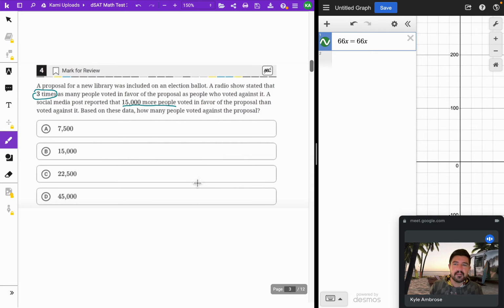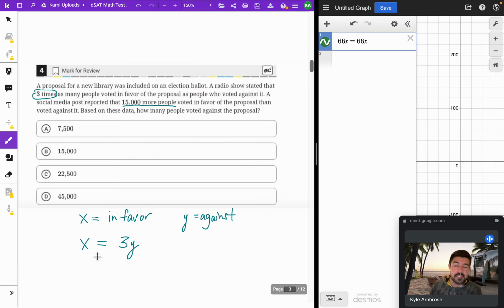Okay. 3 times as many people voted in favor of it, and that was 15,000 more people. So maybe we could think of it like this. We can say x is maybe the number of people in favor, and they say that 3 times as many people voted in favor of it as the people who voted against it. And so x, the people who voted in favor of it, is equal to 3 times, we'll call it y. So y is against. So x is triple y, right? In favor was 3 times bigger than y.